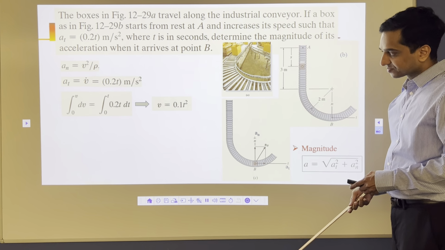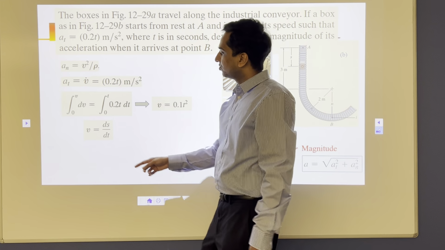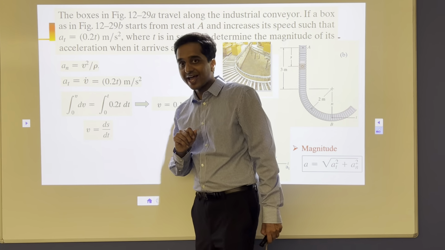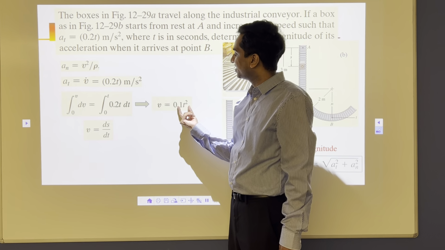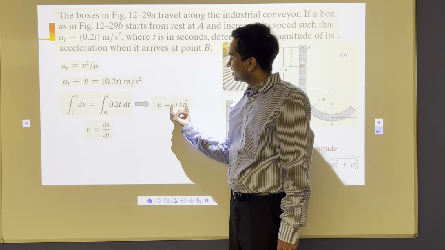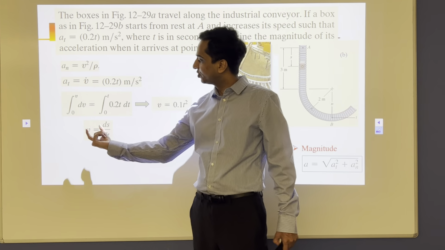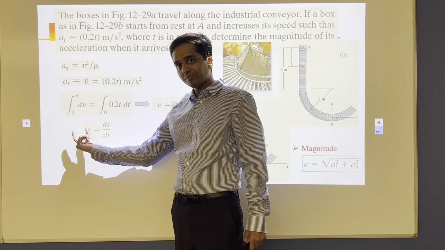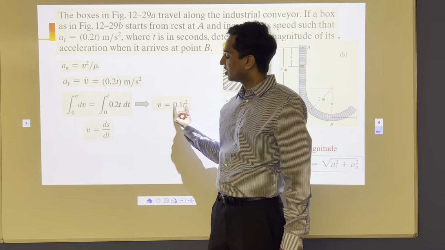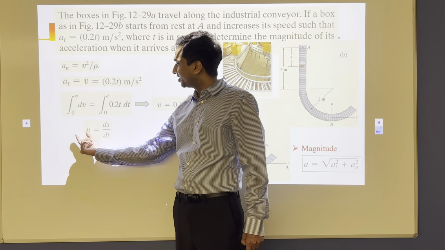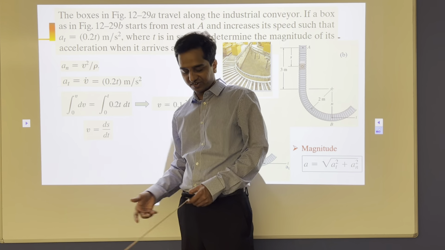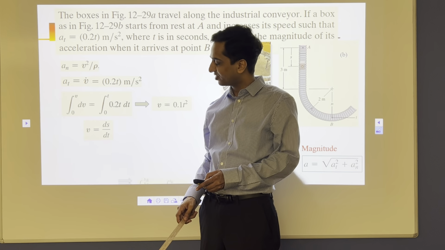So here, I know velocity is nothing but distance upon time, and I already have the equation for velocity, 0.1t square. So what I'm going to do now is take this 0.1t square and put it here. I'm going to solve it for time and distance because I have the formula for velocity. So it becomes 0.1t square equals ds by dt, and then I'm going to take this dt to this side, and I can solve it.